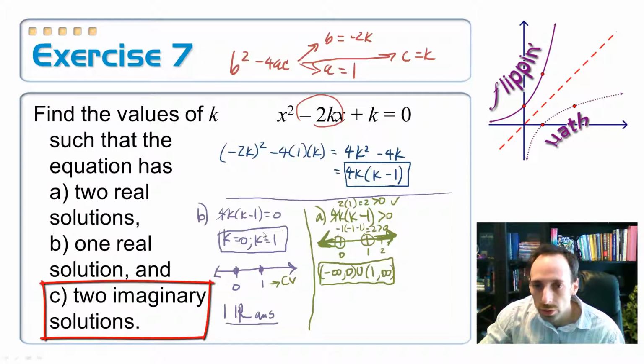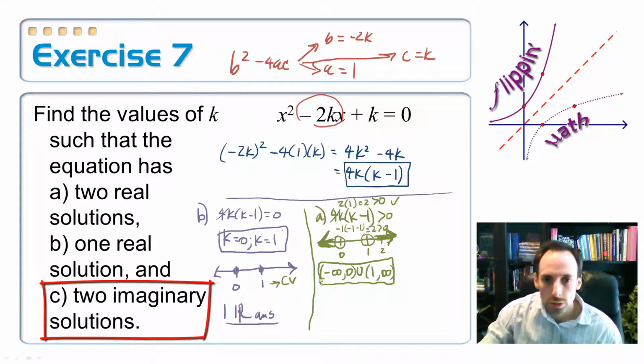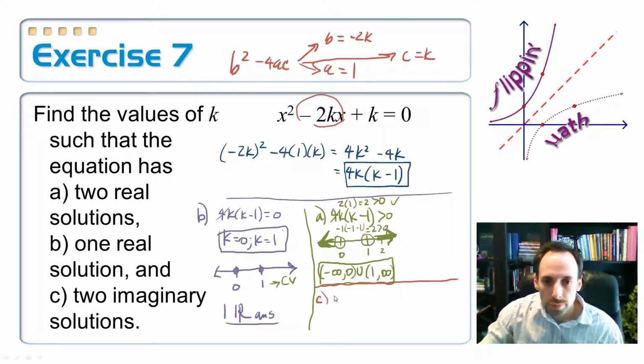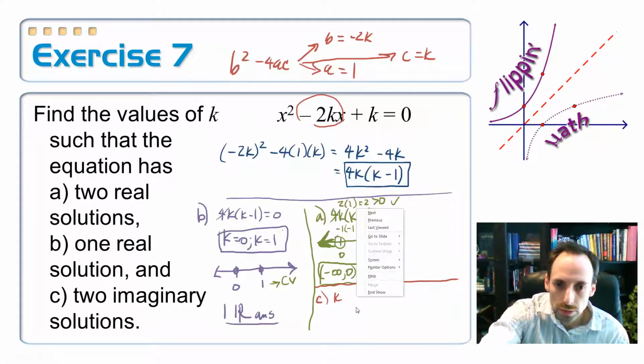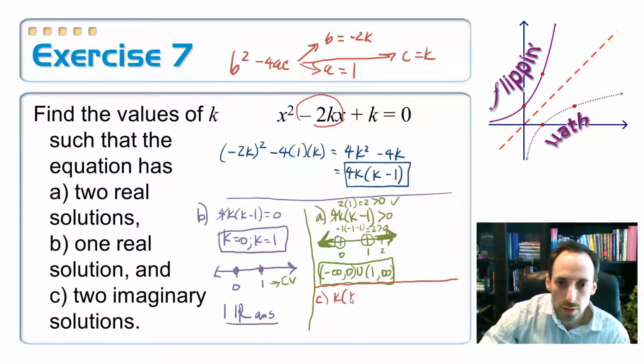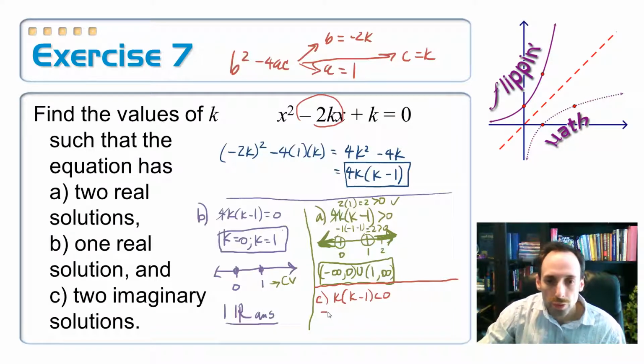All right, let's finally move on to the last part of this, part C. Let's change the color back to red. Come on. There we go. Let's do the same kind of thing. This time, go ahead and go with me that this is just going to be k times k minus 1, less than 0. I didn't put the 4 there because I'm just going to divide by it. So same exact setup. I get my 0 and I get my 1. They're not included because it's just less than.